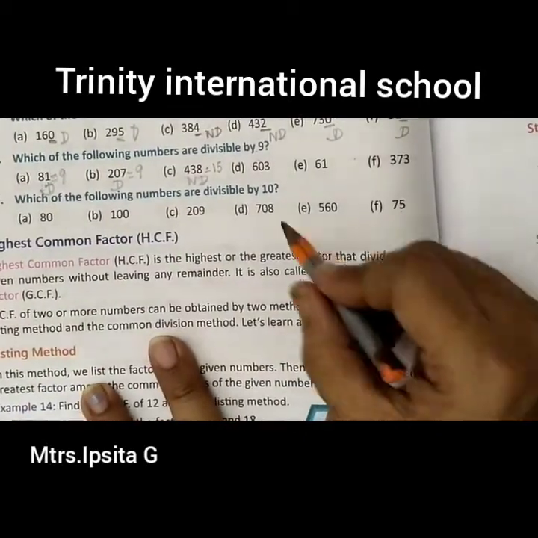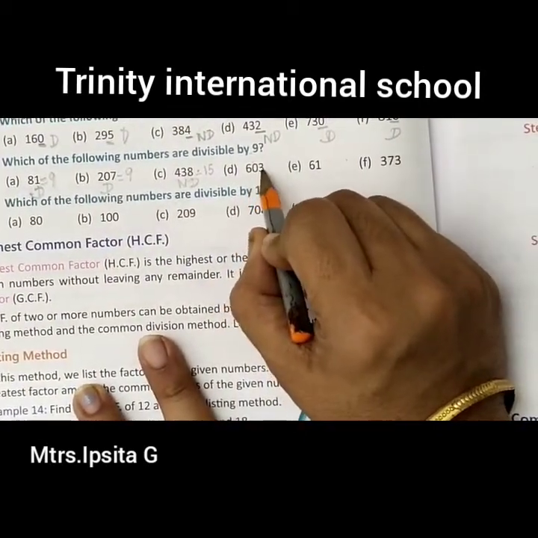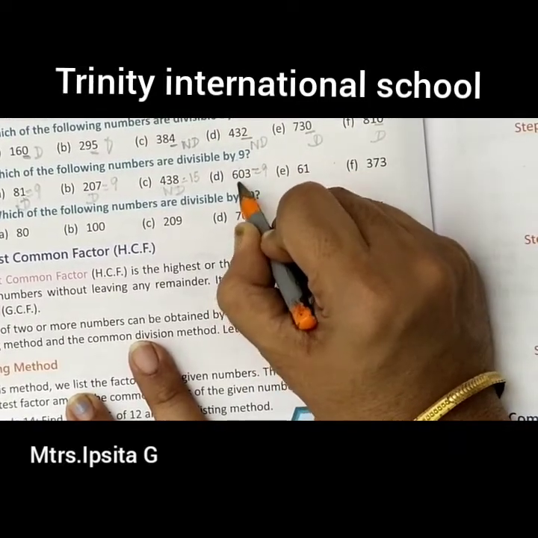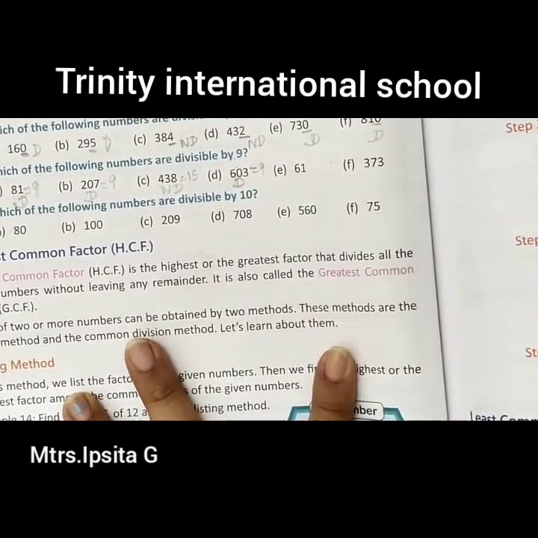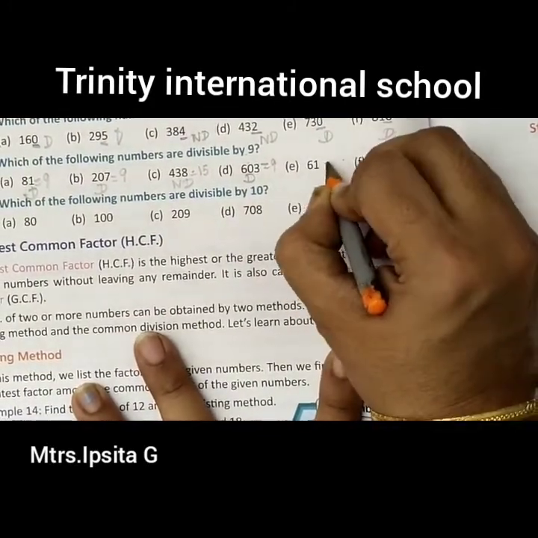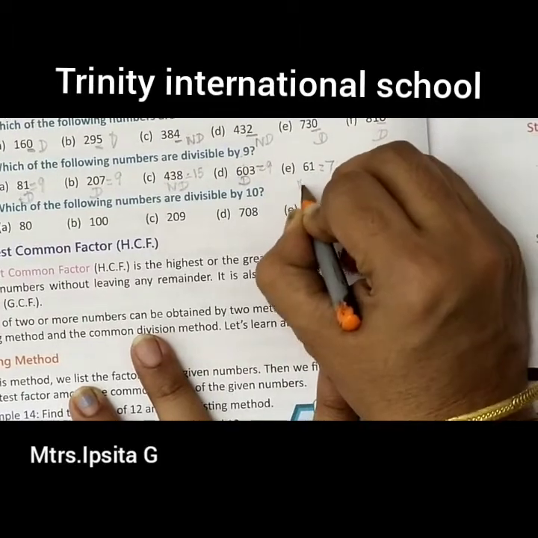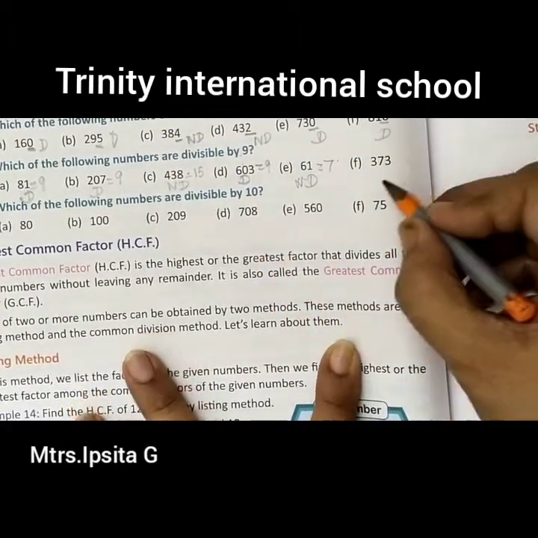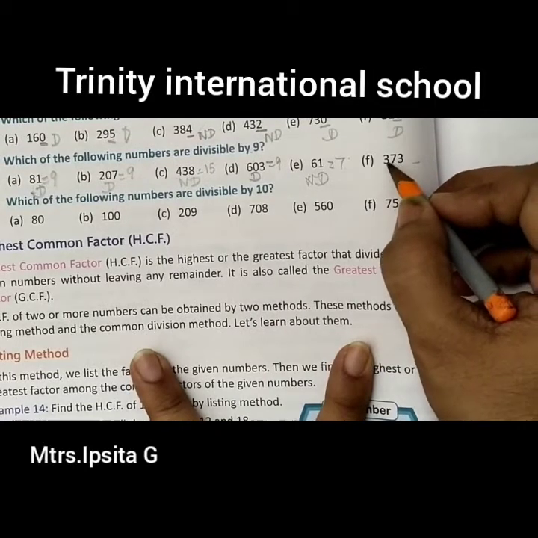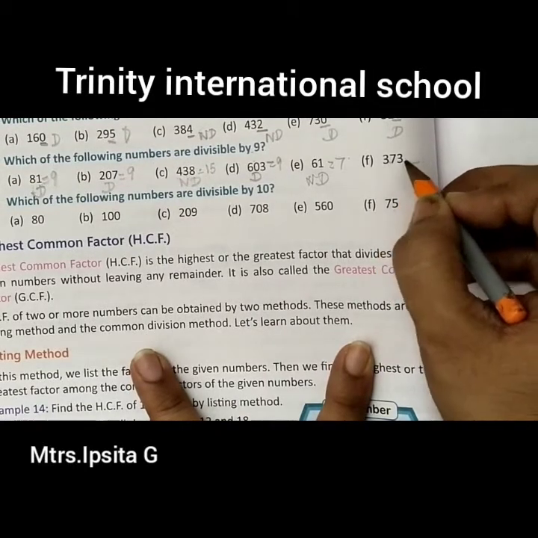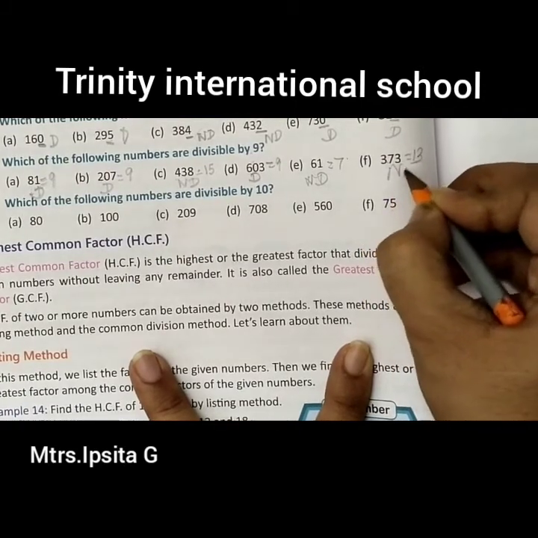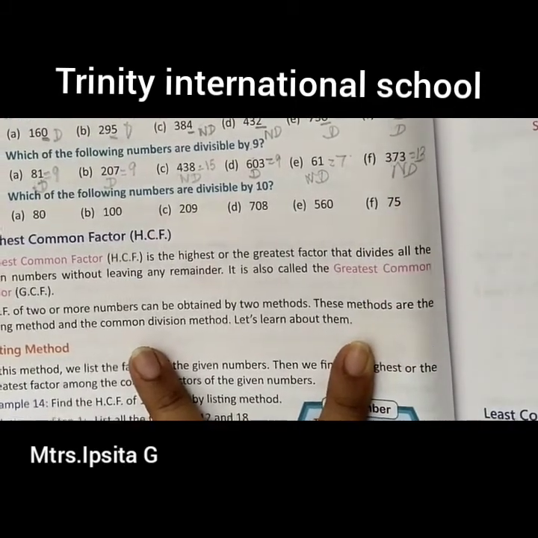Okay, now go for next one, 603. So 603 always gives you 9. So that is why it is also divisible by 9. Now go for 61. 61 gives you 7, not divisible. Now here 373. 373 means your 10 plus 3, 13. So 13 is not divisible by 9.